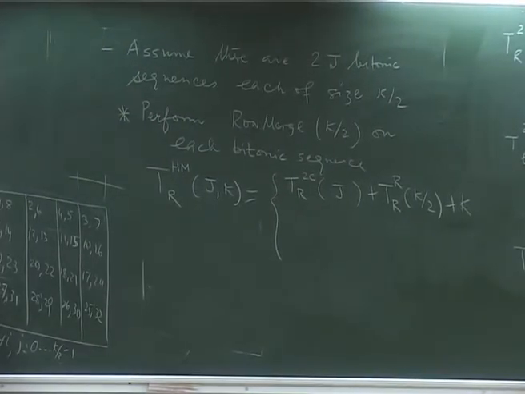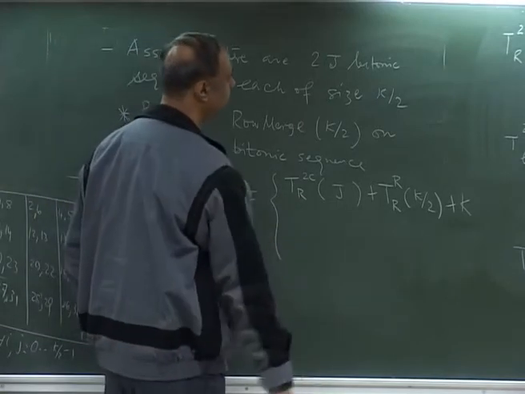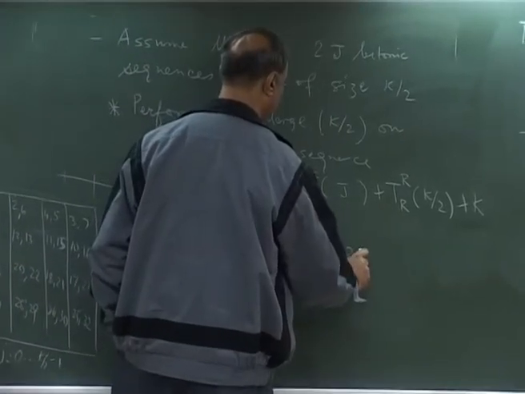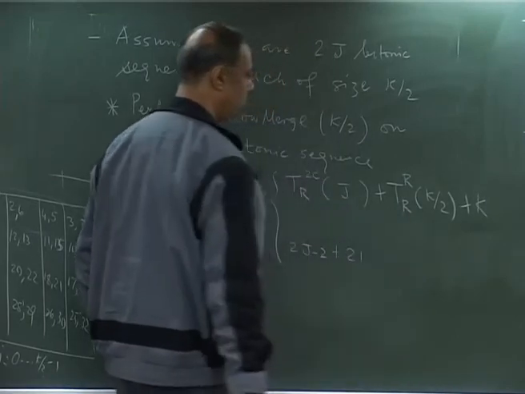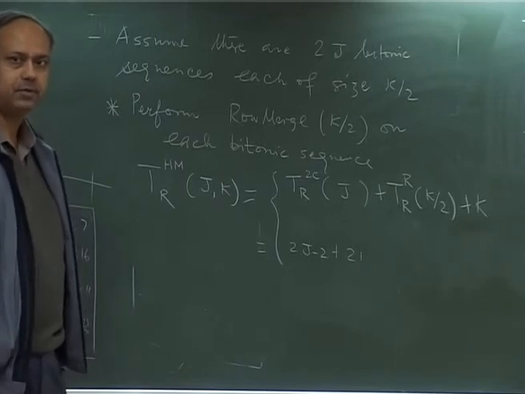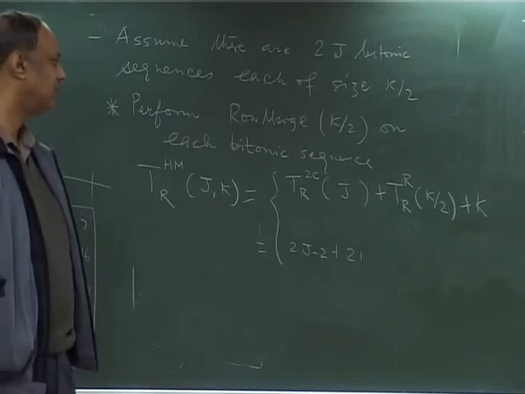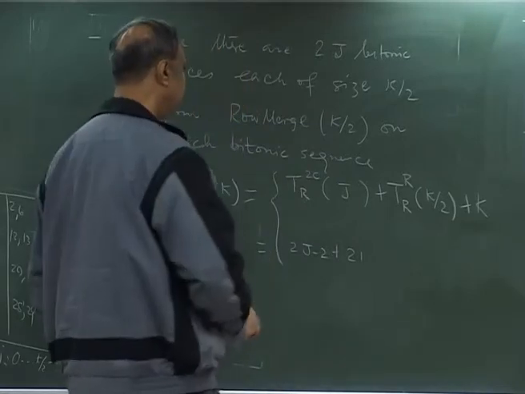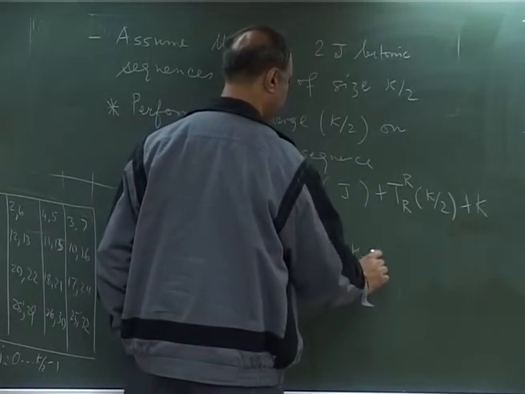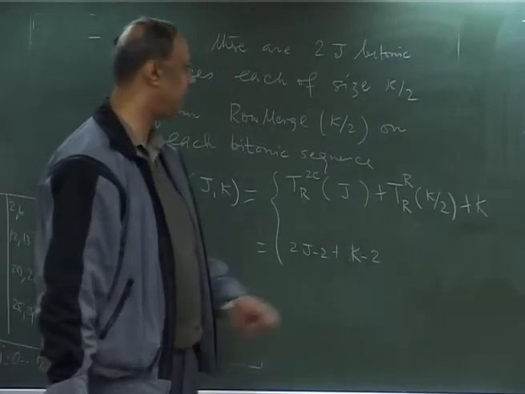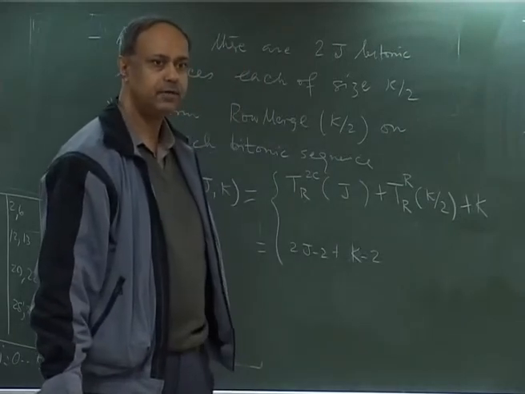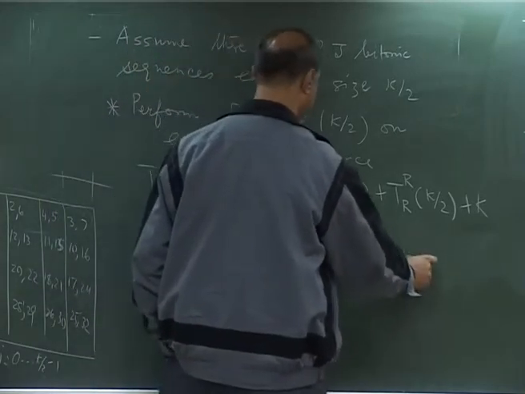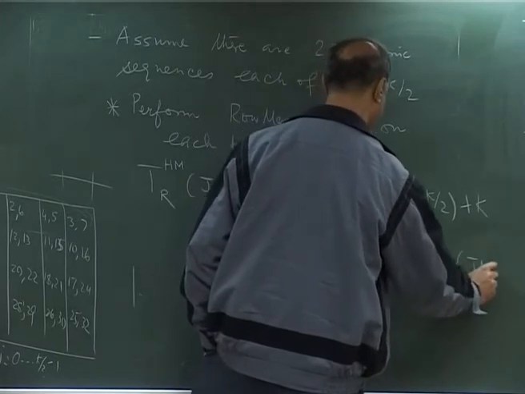So can you tell me what is the solution for this? I have just now obtained, which is 2j minus 2. What about row merge k by 2? The row merge answer is 2k minus 2. Here 2k is replaced by k by 2. Agreed or not? Minus 2 is constant actually, plus k. So this gives you 2 times j plus k minus 2.